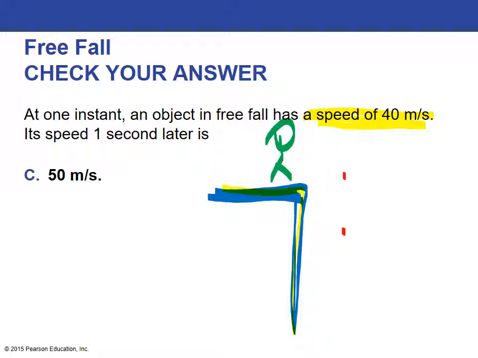We could have thrown it up in the air, in which case the force of gravity would be opposite of the direction, so our speed would decrease, not increase. So what's the other answer to this problem?